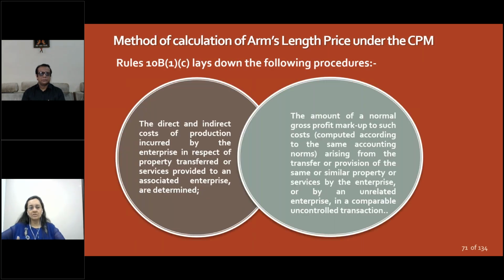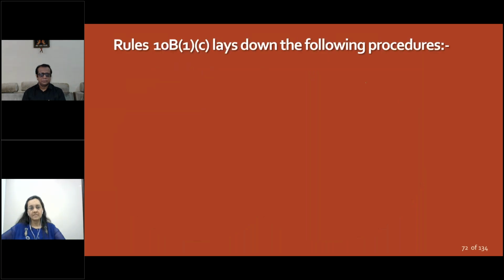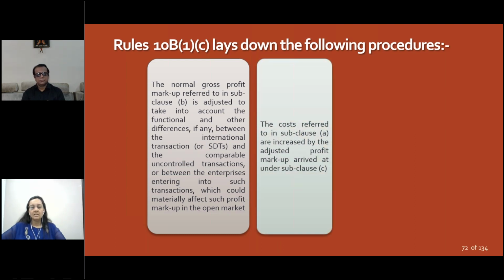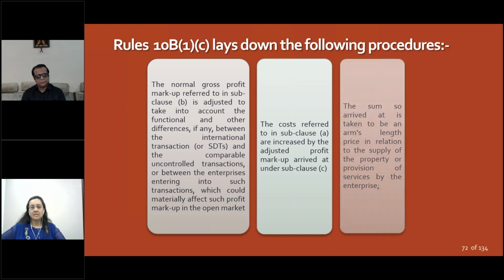This just says what the rule says. You start with the cost, you add the amount of normal gross profit. If you have any functional differences, you adjust for it. The adjusted gross profit then increases the cost, and the sum so arrived becomes the arm's length price. So like you saw in RPM, the purchase price has to be compared. Here the sale price has to be compared.